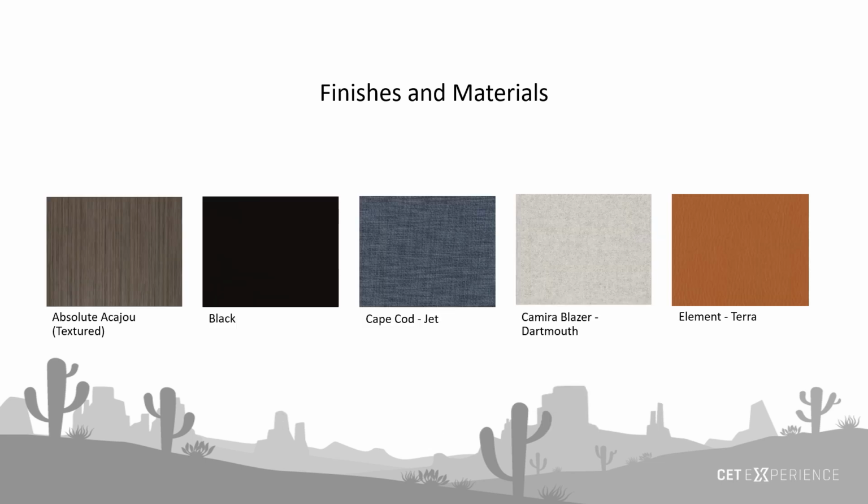This scheme was a little bit moodier than all of the rest. So we have a darker laminate, we have the deep black trims here, the dark blues on our panels, the Chimera blazer that was used on the credenza cushions, and then we also have the rust that was used on the desk chairs.